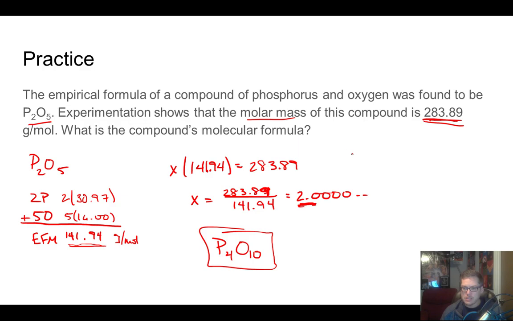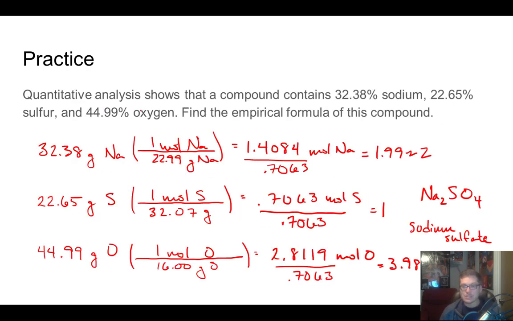All right, this number that you get when you divide these should always be really, really close to a whole number. If it's not, that means your empirical formula is not quite right. Now, in this particular case, I just gave you the empirical formula, so it's not such a big deal. But in other problems, we could start with one like this, where you find the empirical formula, and then from whatever you get there, you figure out the molecular formula.